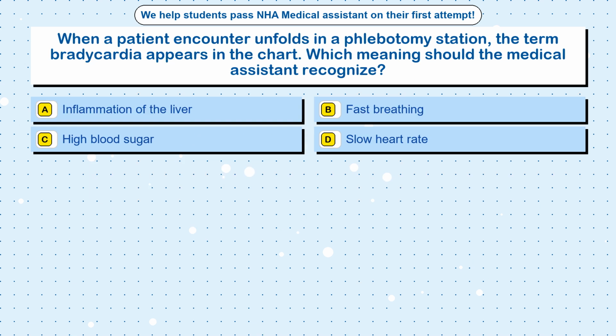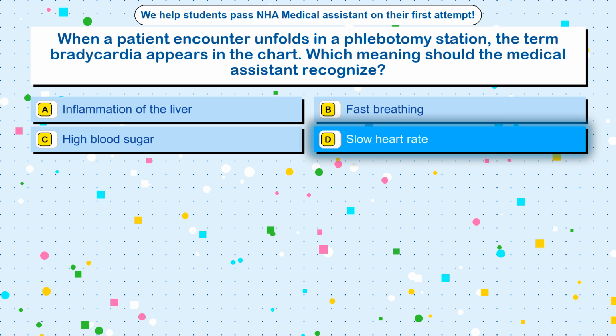Question 41. When a patient encounter unfolds in a phlebotomy station, the term bradycardia appears in the chart. Which meaning should the medical assistant recognize? Option A. Inflammation of the liver. Option B, fast breathing. Option C, high blood sugar. Option D, slow heart rate. The correct answer is option D, slow heart rate.